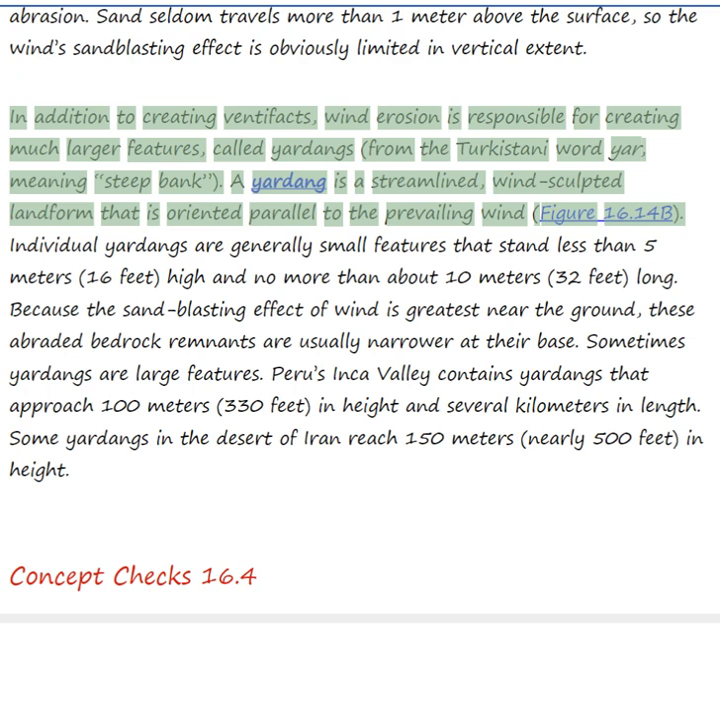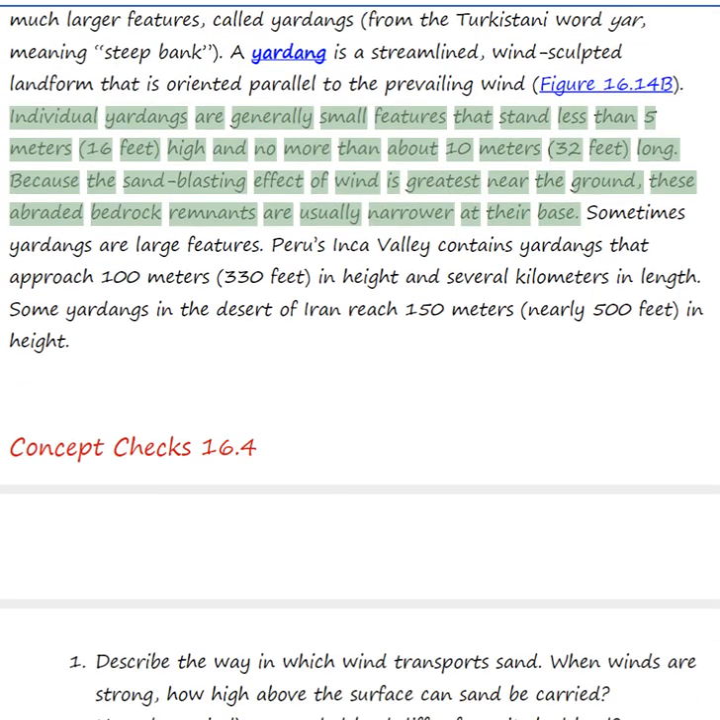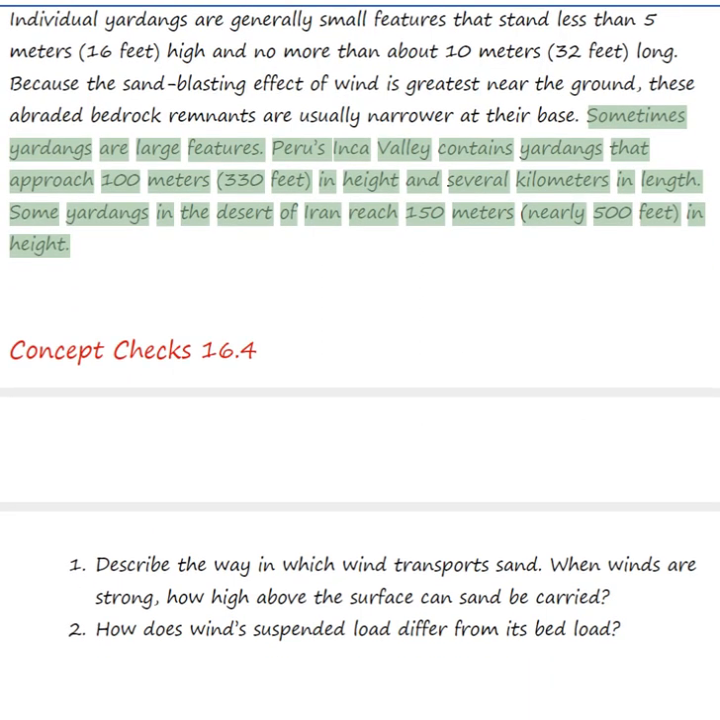A yardang is a streamlined, wind-sculpted landform that is oriented parallel to the prevailing wind. Individual yardangs are generally small features that stand less than 5 meters high and no more than about 10 meters long. Because the sandblasting effect of wind is greatest near the ground, these abraded bedrock remnants are usually narrower at their base. Sometimes yardangs are large features. Peru's Inca Valley contains yardangs that approach 100 meters in height and several kilometers in length. Some yardangs in the desert of Iran reach 150 meters in height.